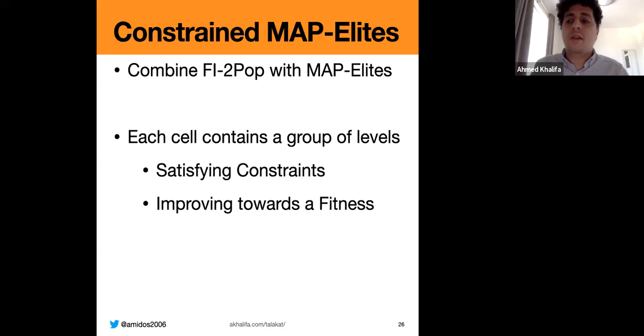So the whole idea is that each cell, instead of having one level, has a group of levels, and some of these levels are trying to satisfy the constraints, while the others are trying to improve the certain quality I'm trying to optimize.